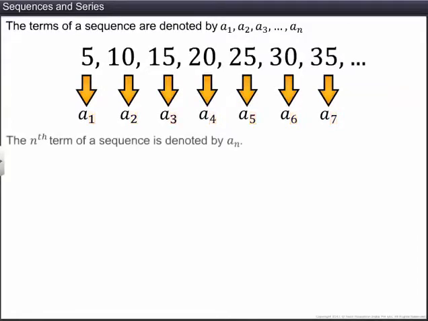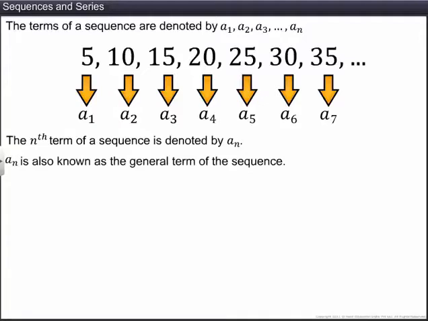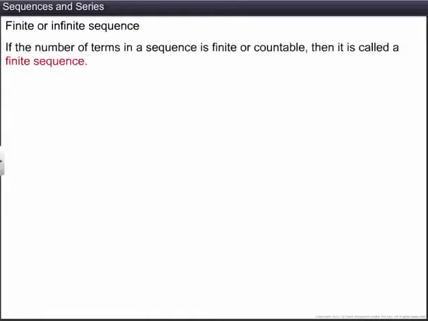If we say the nth term of a sequence, it means that the term is at the nth position in the sequence. The nth term is denoted by A with subscript n. An is also known as the general term of the sequence. A sequence is finite or infinite, depending upon the number of terms in it. If the number of terms in a sequence is finite or countable, then it is called a finite sequence.